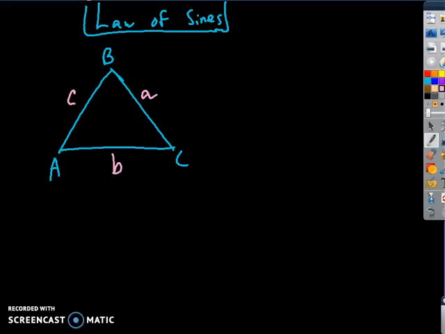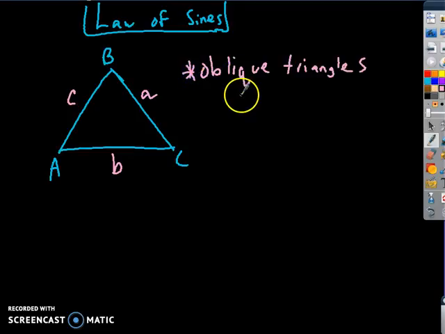Alright, this video is about the law of sines. First of all, the law of sines is used when we have triangles that are not right triangles. However, they can be used for triangles that are right triangles. But generally, we reserve them for these kinds of triangles, which are called oblique triangles. Oblique triangles are basically triangles that don't have a right angle in them. So all the angles are something other than 90 degrees.